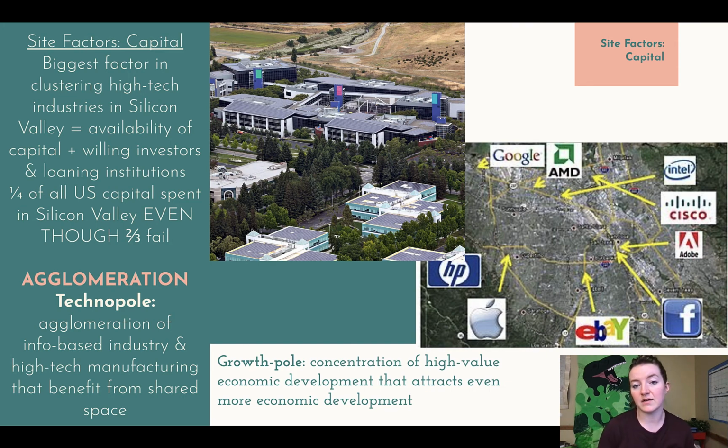And in Silicon Valley in particular, we want to look at it in a couple of ways. So one term here is technopole, and this is the agglomeration of info-based industry and high-tech manufacturing that benefit from shared space. So it's an agglomeration that's really particular to high-tech and information-based industry. And a growth pole is the concentration of high-value economic development that attracts even more economic development. Again, still kind of the same concept that we're looking at right here in Silicon Valley. The more of these things we have, the more of them we're going to attract.